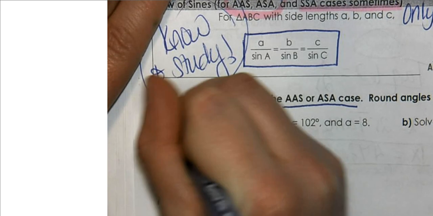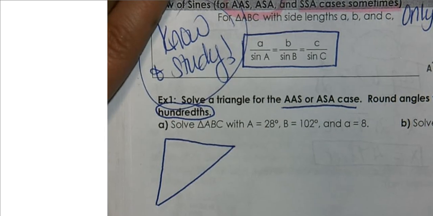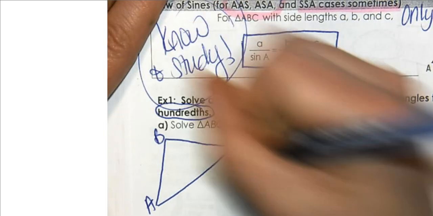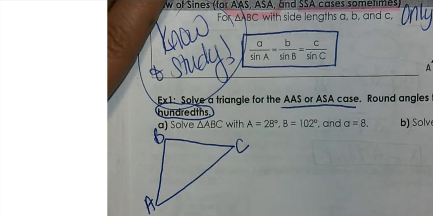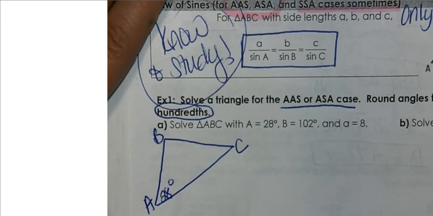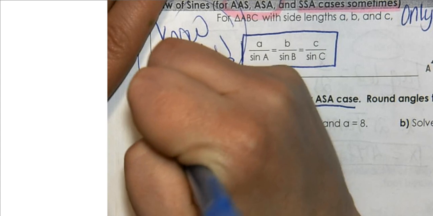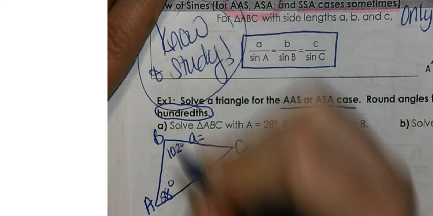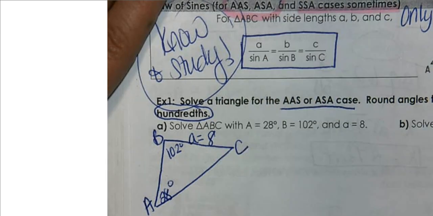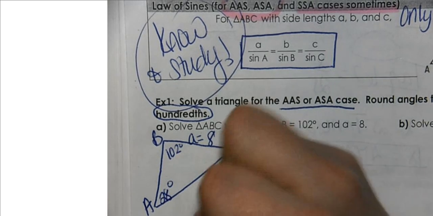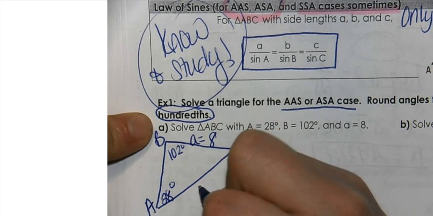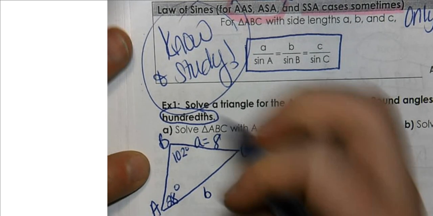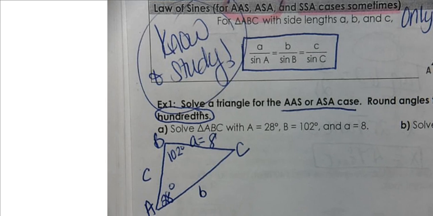So what we're going to do is draw a picture to represent this situation. Here is angle A, here is angle B, and here is angle C. I know that angle A is 28 degrees. I know that angle B is 102 degrees. And I know that little a, which is opposite of angle A, is equal to 8. With respect to labeling, I'm going to label the side opposite of angle B, little b, and the side opposite of angle C, little c. We want to solve this triangle, which means that we need to find the information that we are missing.